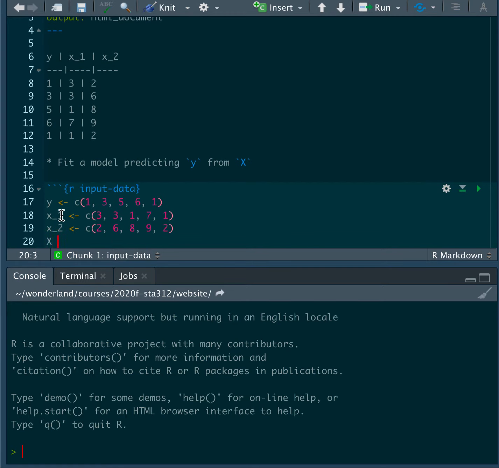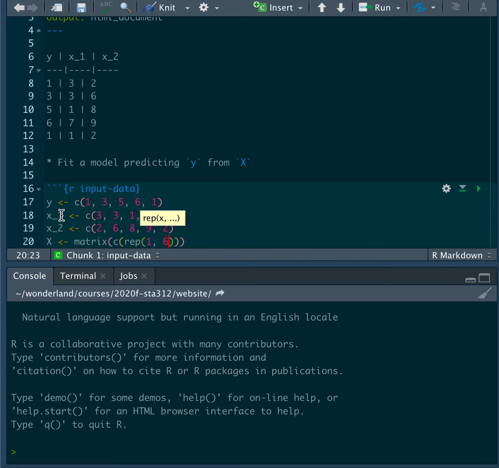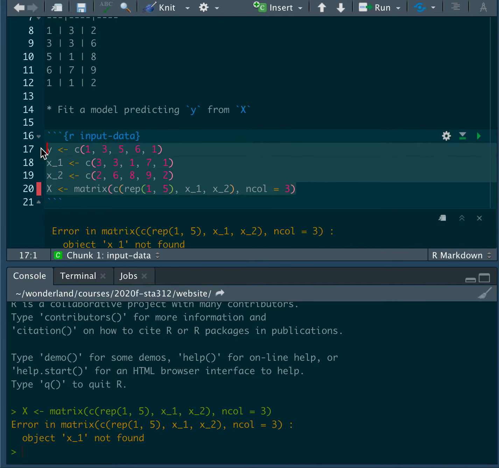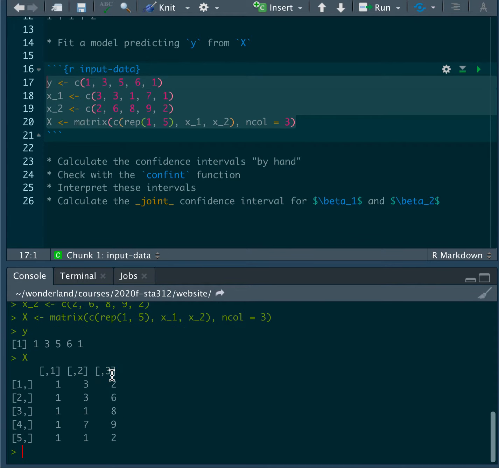And then I'm going to combine these all into that big design matrix where the first column is all ones. So we're going to have 5 ones, and then we'll have x1, and then we'll have x2. And we want this to have 3 columns. So let's run all of that. Let's make sure it worked, y and x.